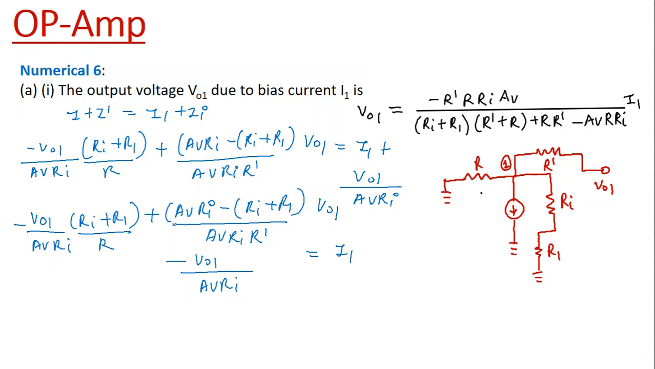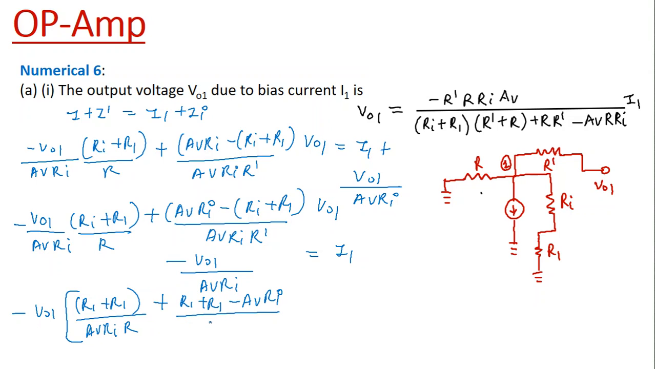Now we take out VO1 common and the negative sign also common. Then we get VO1 common and we are getting Ri plus R1 divided by AVRI into R. When the negative sign is taken inside, we get plus Ri plus R1 minus AVRI divided by AVRI into R dash, plus VO1 divided by AVRI equal to I1. This we are getting from this equation.